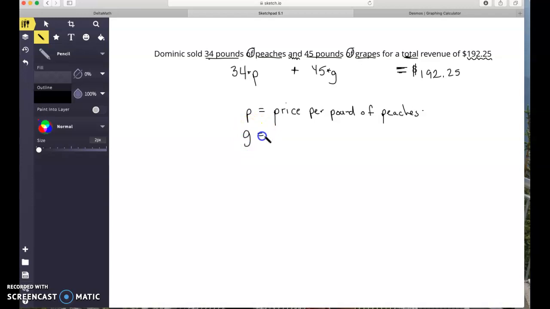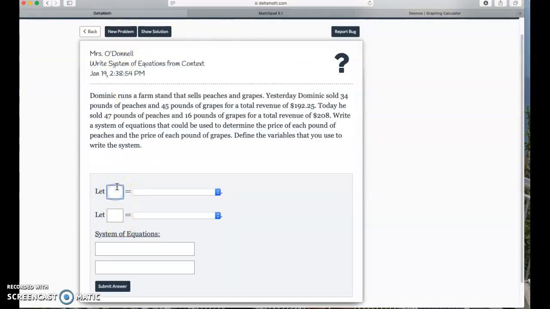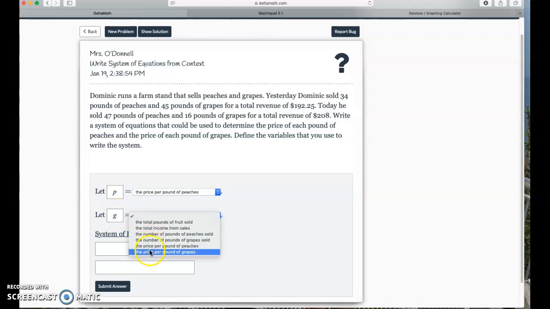And the same thing with the G, right? If you take 45 and multiply by G, you're going to get a dollar amount. So the G represents the price per pound of grapes. That's how you get from pounds to a final answer in dollars. So if we hop back here, we're saying P, and it looks like they've got a drop down for us, is the price per pound of peaches, and G is the price per pound of grapes.